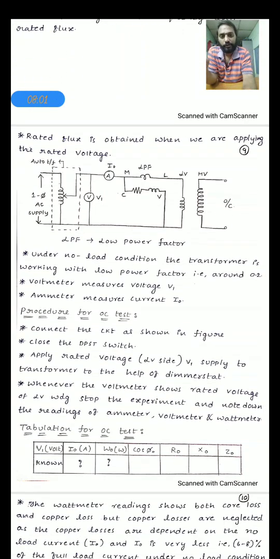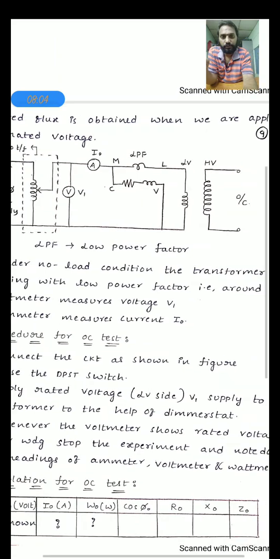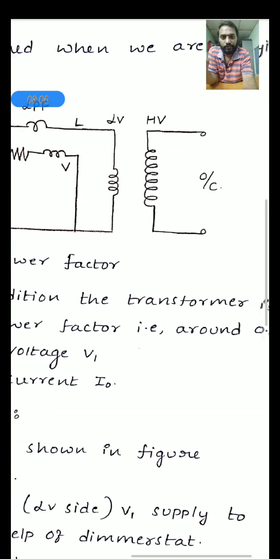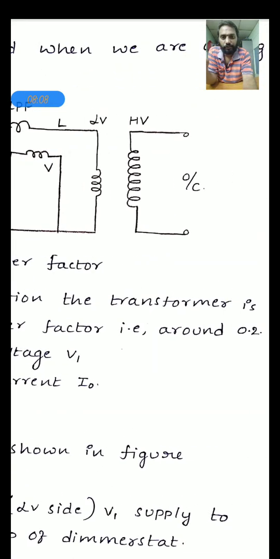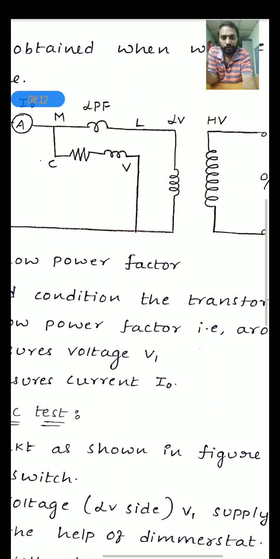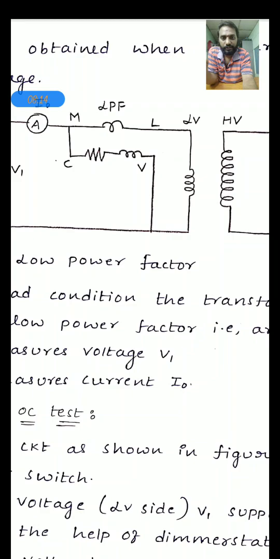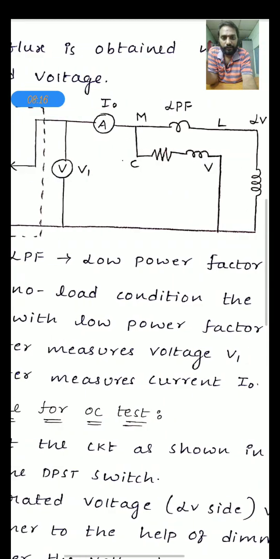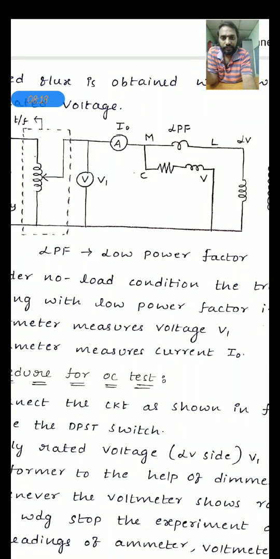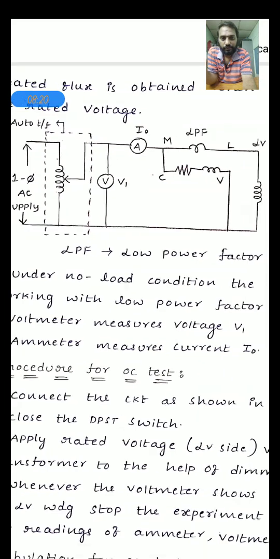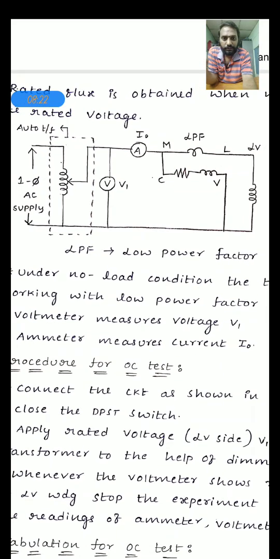If you observe, this is the high voltage winding. This high voltage winding is kept open circuit here. OC means open circuited, and this is the LV winding. To this LV winding we connected different equipment, those are C, M, L, CB. This is an LPF wattmeter.